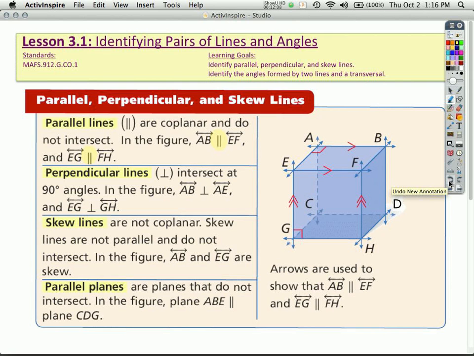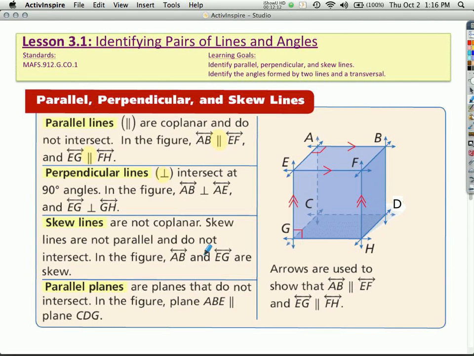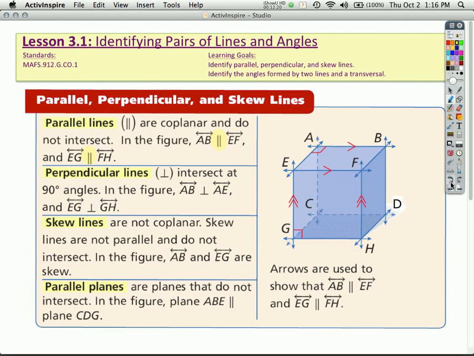Okay, perpendicular. You already know what it means. This symbol means perpendicular. So line AB is perpendicular to line AE. So these are all ideas that you already knew.